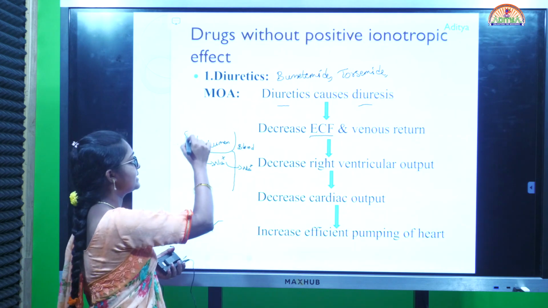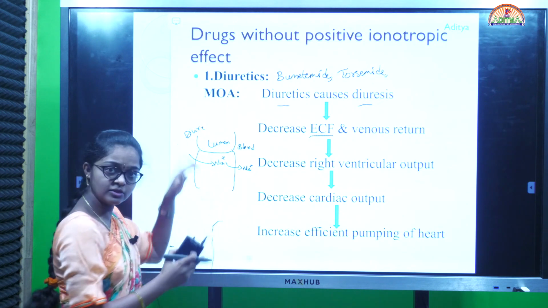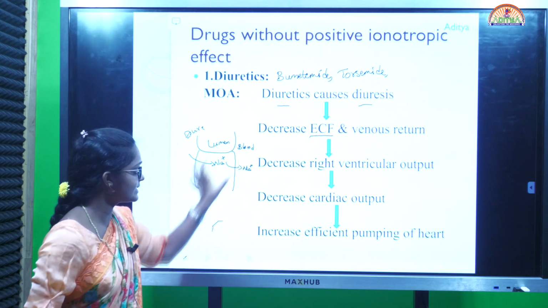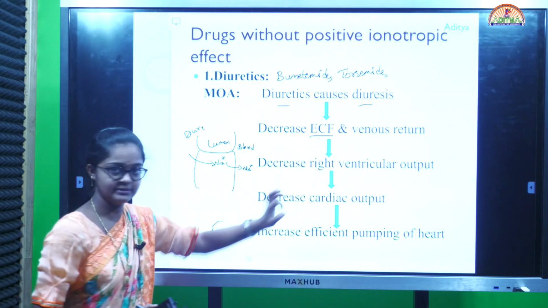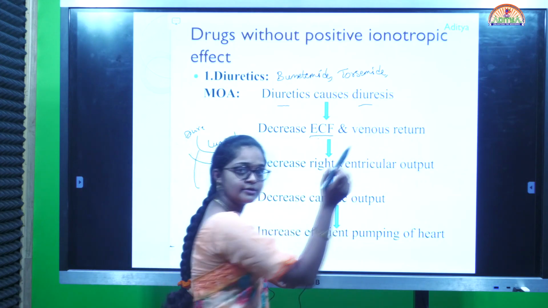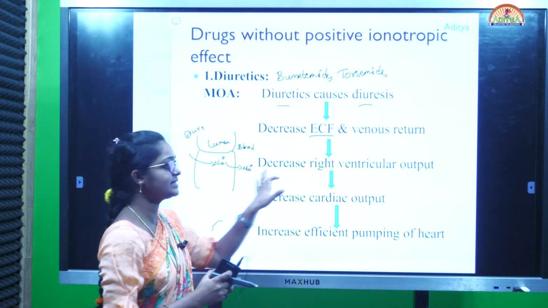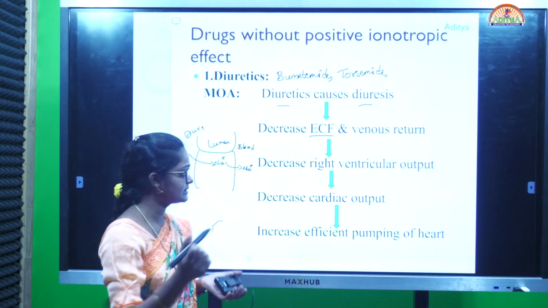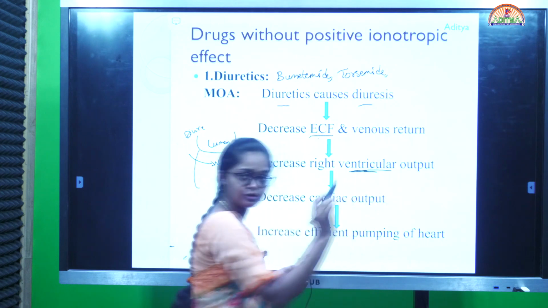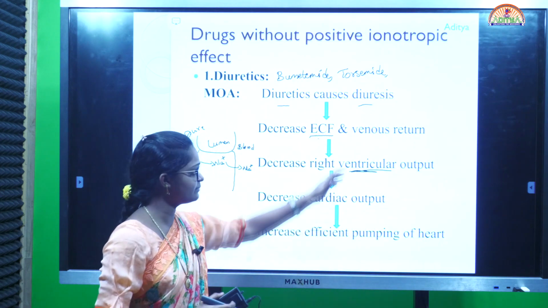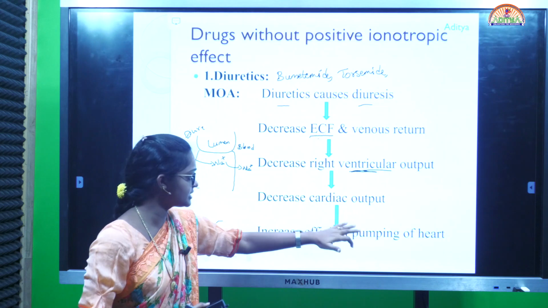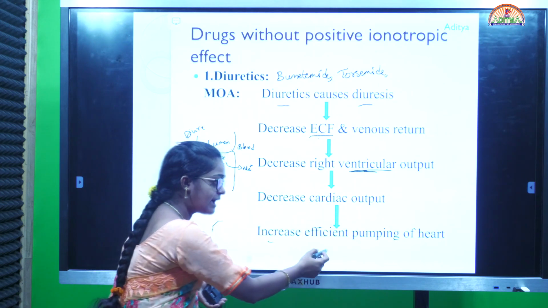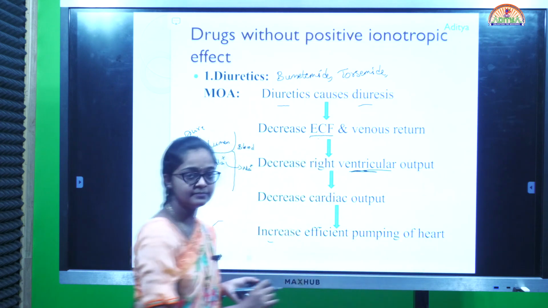While we are administering the diuretics, there is no entry of sodium into the lumen and release into the blood. That means there is a decrease in extracellular fluid and venous return to the heart, and a decreased right ventricular output. Ventricular output decreases, which obviously means a decrease in cardiac output. Hence, it increases the efficient pumping of the heart.